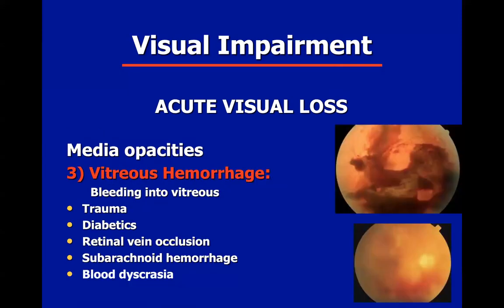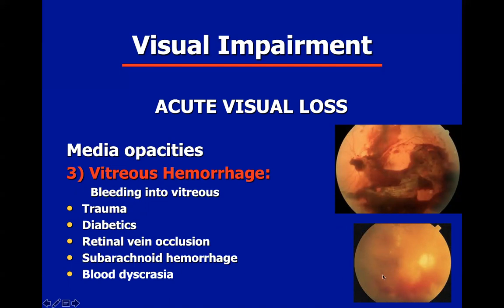Another important media opacity is the vitreous. Remember, we talked about the cornea, then you have your anterior chamber, your pupil, your lens, this is where your visual pathway is, and then you have your vitreous, which is the gel part. Please read on it. This is when you can get a vitreous hemorrhage. This is really very unfortunate.